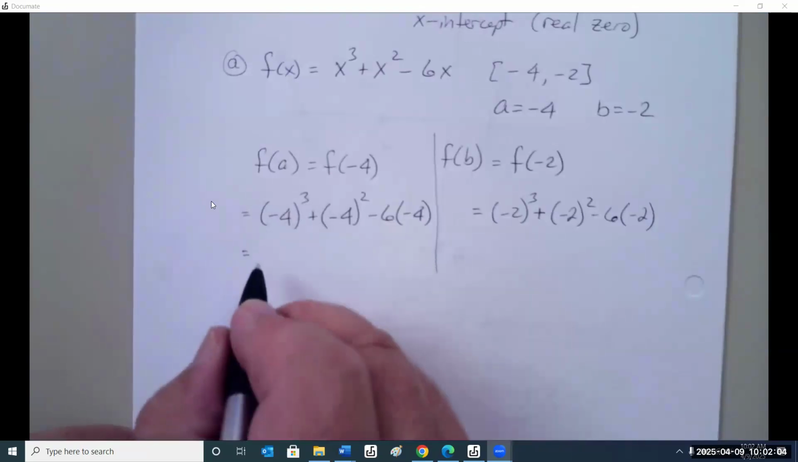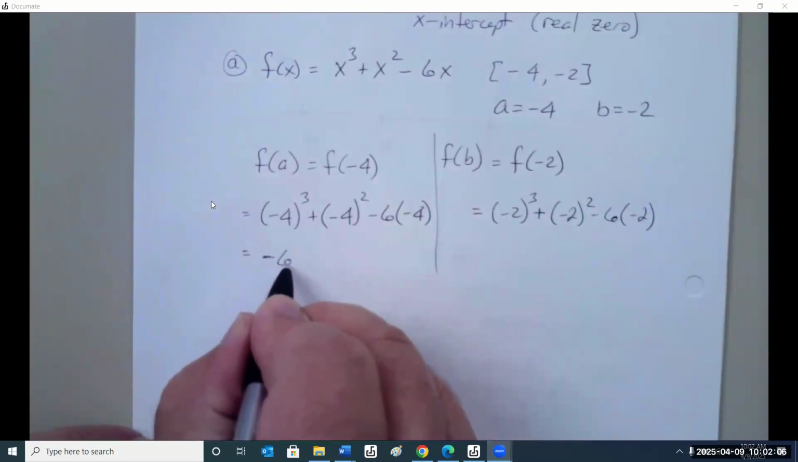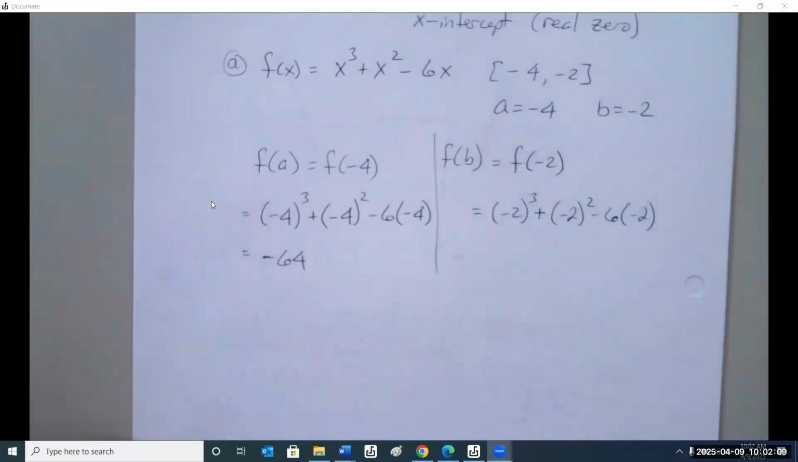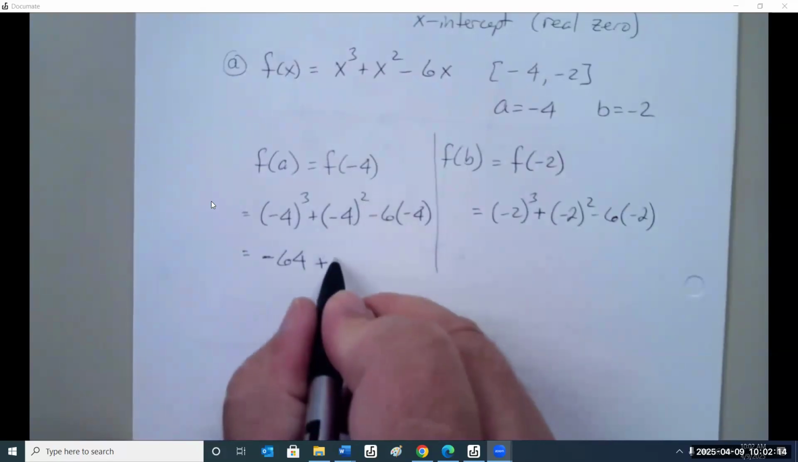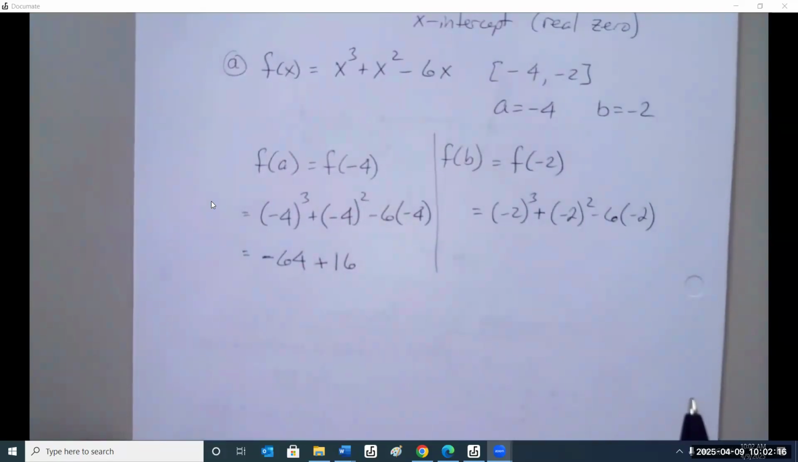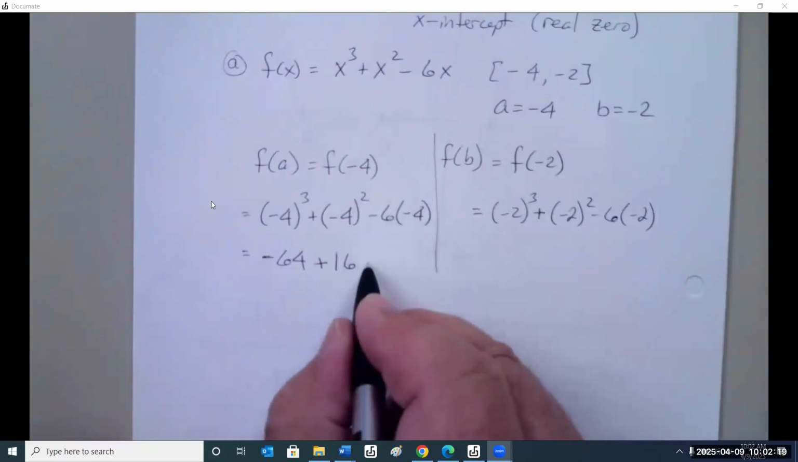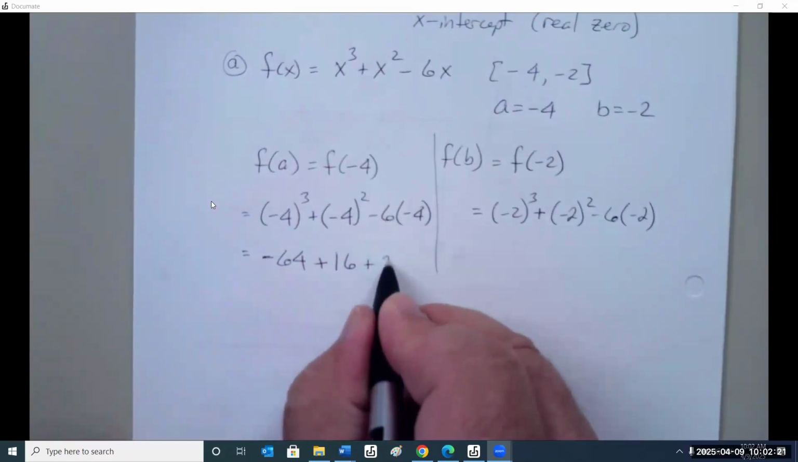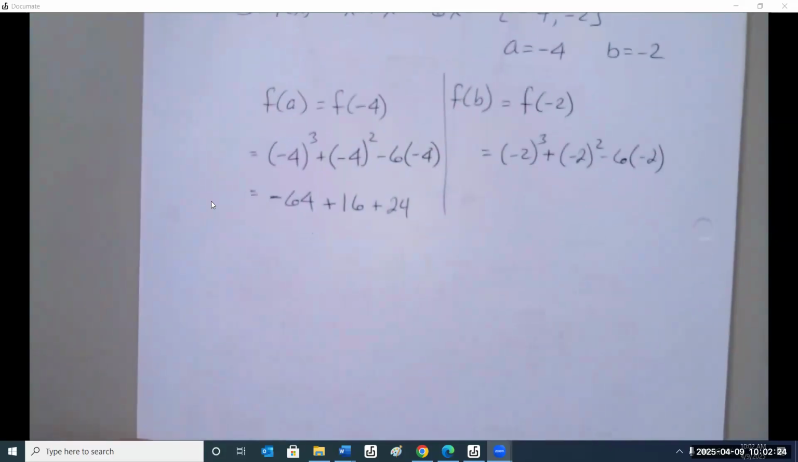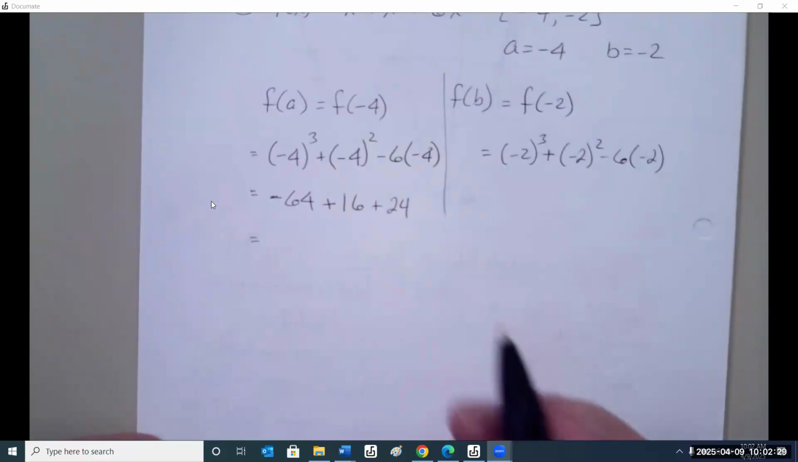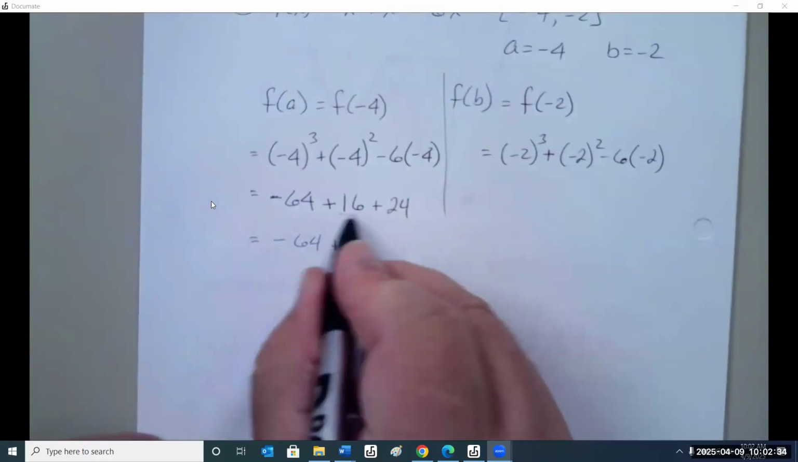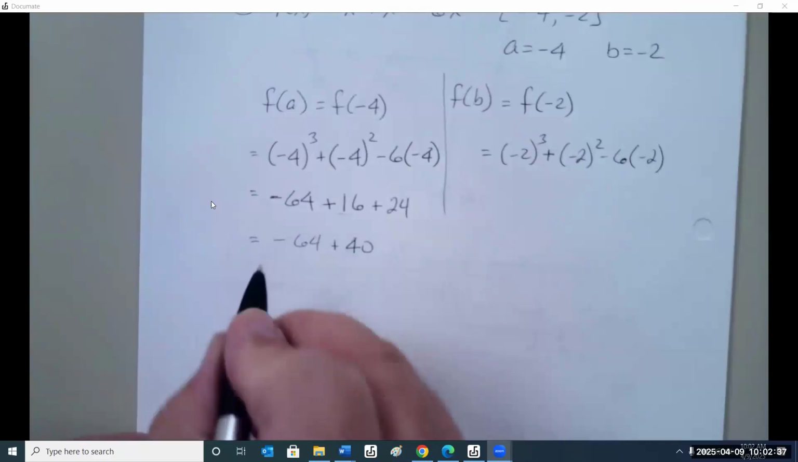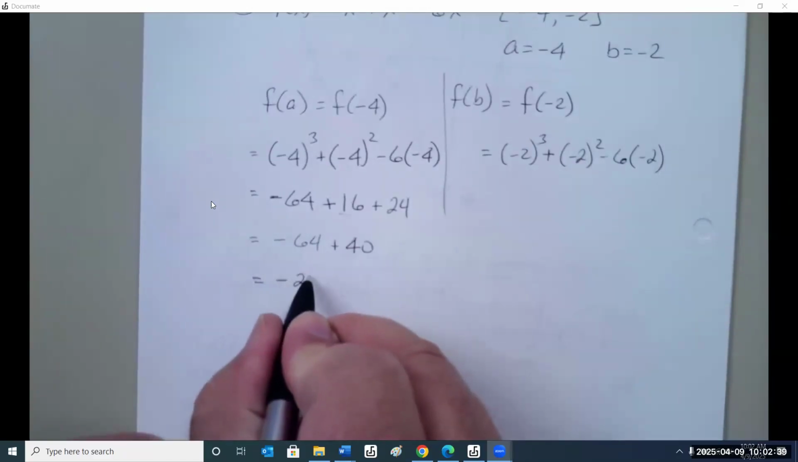What's -4 cubed? -64, plus -4 squared is going to be +16. Negative times negative is a positive. 6 times 4 is 24. We have -64. 16 plus 24 is 40. So the answer is -24.